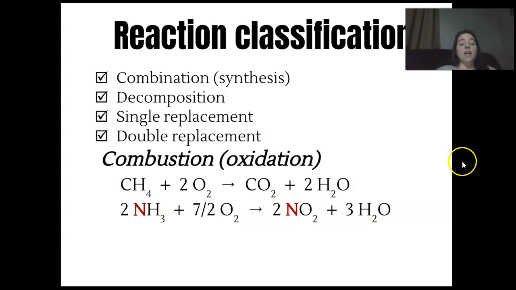All right. So the last one, we had the synthesis. Remember, that was one thing plus one thing combined together to make one huge thing. And then decomp was taking that one huge thing, breaking it into 2. Single replacement, an element in a compound gives you the element out of the compound and a new compound. Double replacement, compound, switch up the metals to give you 2 different compounds.